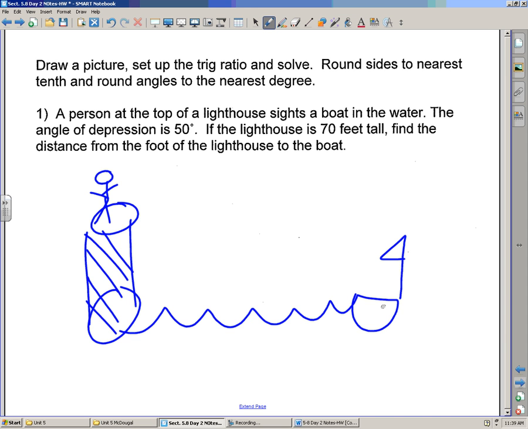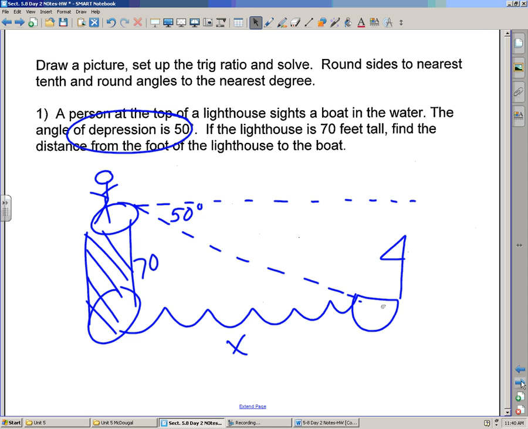So my person, when he looks straight across out into the distance, and then when he looks straight down to the boat in the water, it's right here is the angle of depression. And the angle of depression is 50 degrees. Well, it turns out that the lighthouse is 70 feet tall, and they're looking to find the distance from the foot of the lighthouse to the boat. The foot of the lighthouse to the boat would be down here on the bottom.